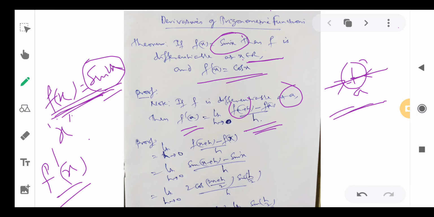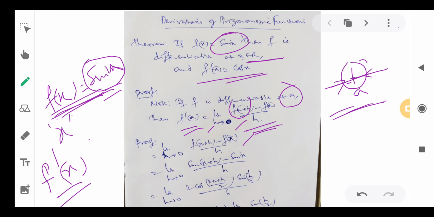So that's what you have to find out. Therefore, this f of x is sin x. In the place of x we have to just put x plus h, a small increment: f of x plus h minus f of x, here a plus h minus f of a, divided by h. So this we have to find out when h goes to 0.